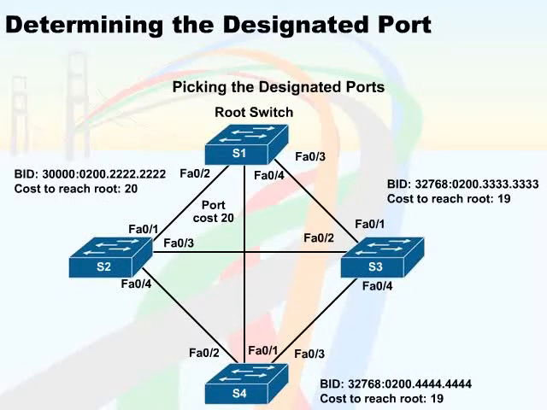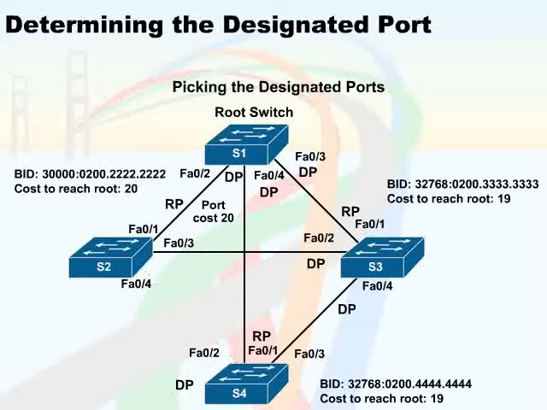In this switch network, RPs and DPs are marked for each segment along with the switch's least cost to reach the root using the respective RP. Look at the segments that connect non-root switches. In the S2, S4 segment, S4 has the lowest cost and becomes the designated port. Similarly, in the S2, S3 segment, S3 is the designated port.